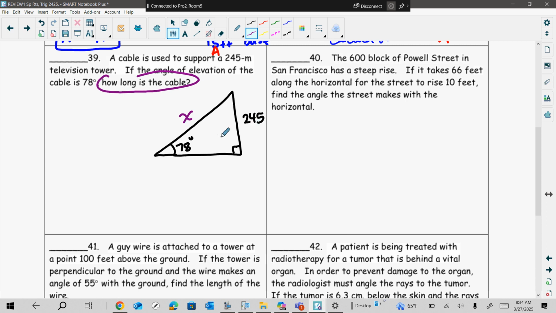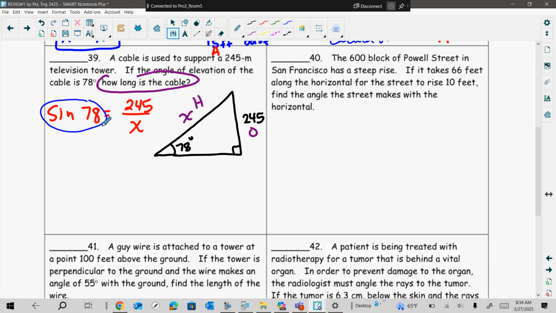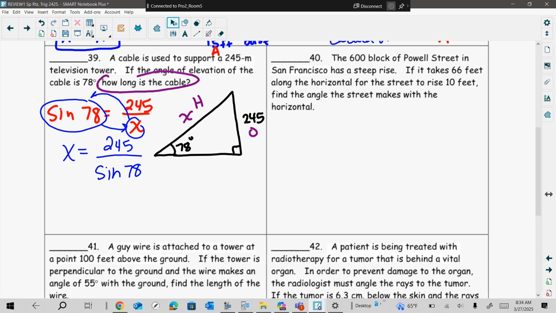So we have the opposite and we have the hypotenuse. So that is sine. So the sine of 78 equals opposite, the 245, over hypotenuse, which is x. So now the variable is on the bottom. Do we remember what to do when the variable is on the bottom? Divide. Very good, divide. So just kind of switch this, put this sine of 78 to the bottom, and put your x on the other side. So to get our x, we're doing 245 divided by the sine of 78. Okay, and that's what we're typing into the calculator.